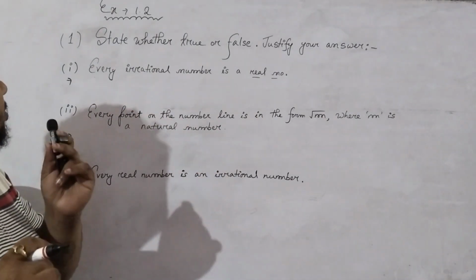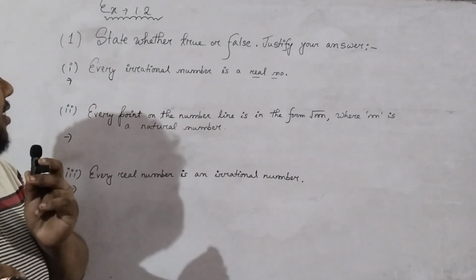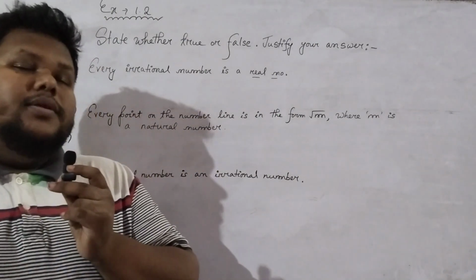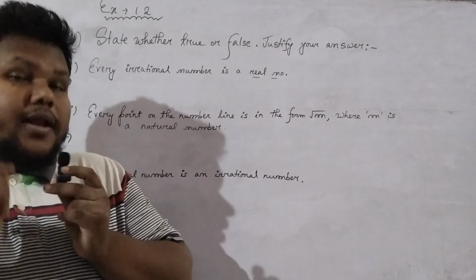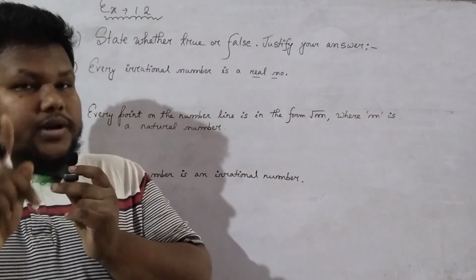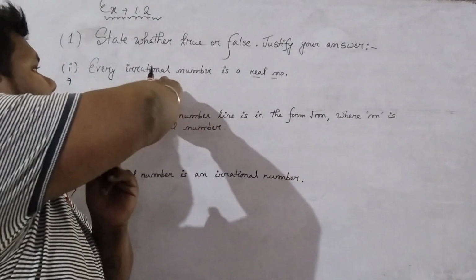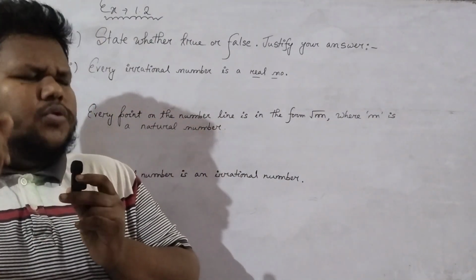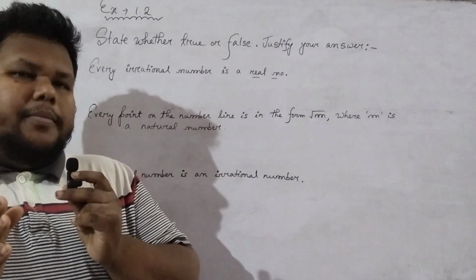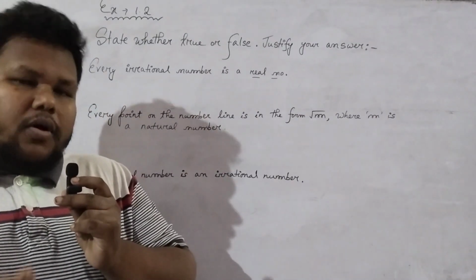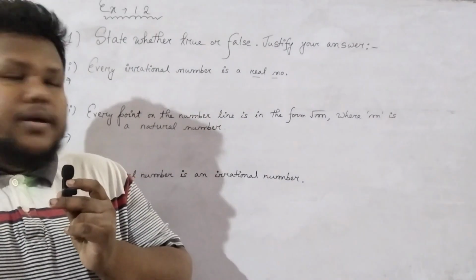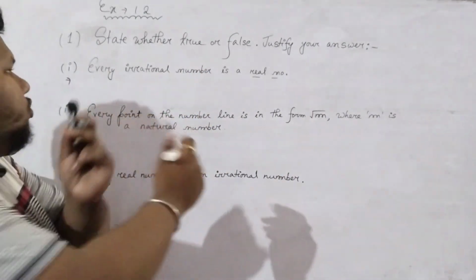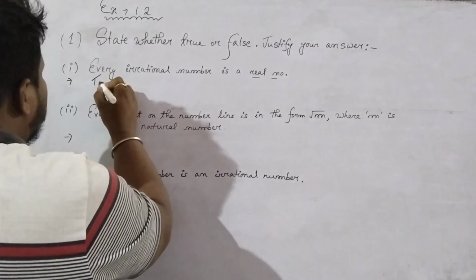Okay. So question number 1, every irrational number is a real number. First of all, you recall what was the definition of real number. Real number is a collection of rational number as well as irrational number. Now they are saying all the irrational numbers, root 2, root 3, all of them fall in the category of real number. All of them are real numbers, definitely, because real number is a collection of rational and irrational numbers. So it is true.